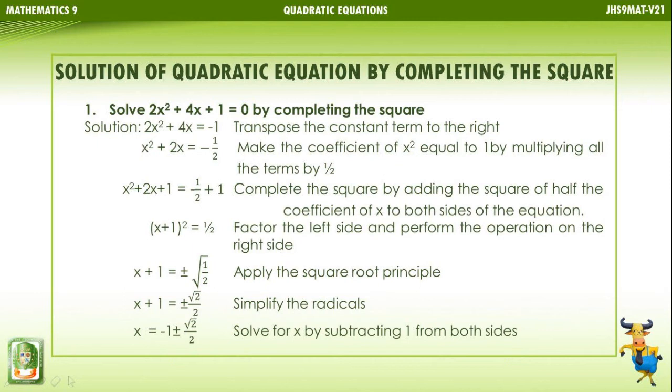x plus 1 equals plus or minus the square root of 1/2, apply the square root principle. x plus 1 equals plus or minus the square root of 2 over 2, simplify the radicals. x equals negative 1 plus or minus the square root of 2 over 2, solve for x by subtracting 1 from both sides.